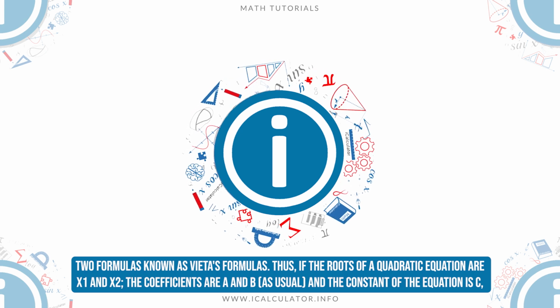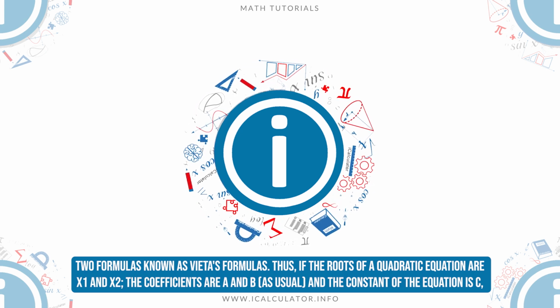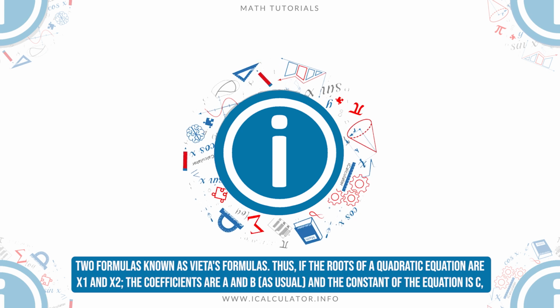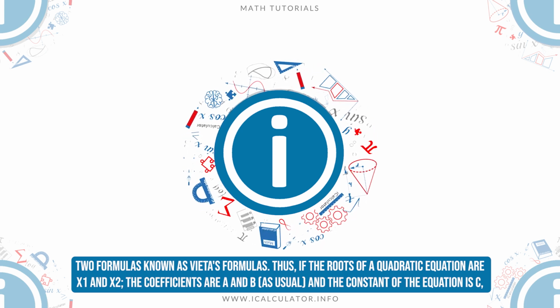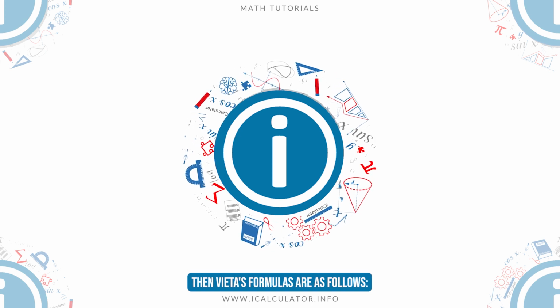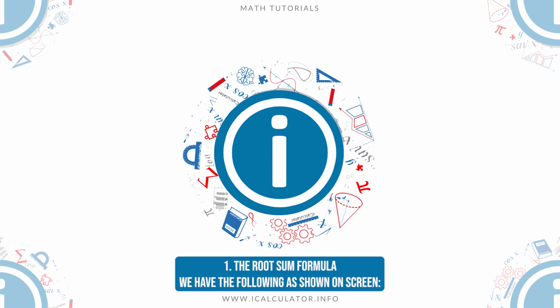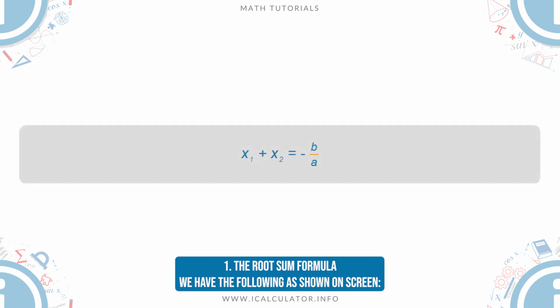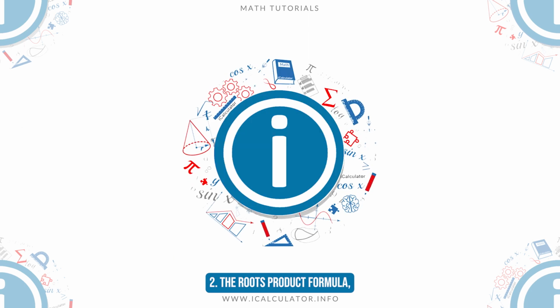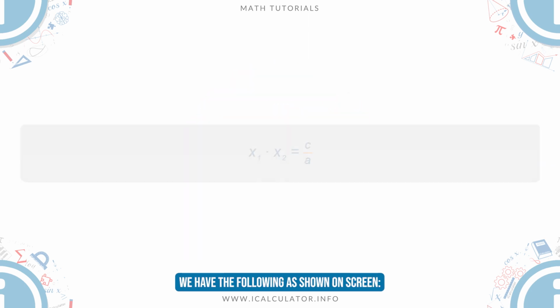Thus, if the roots of a quadratic equation are x_1 and x_2, the coefficients are a and b, as usual, and the constant of the equation is c, then Vieta's formulas are as follows. 1. The root sum formula. We have the following as shown on screen. 2. The roots product formula. We have the following as shown on screen.